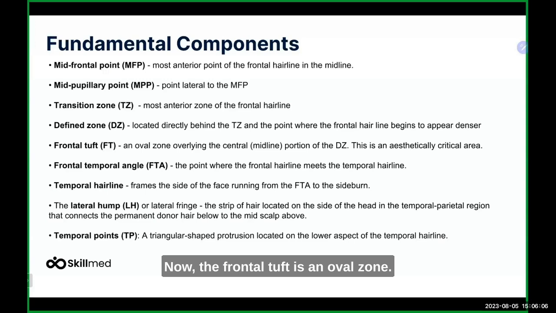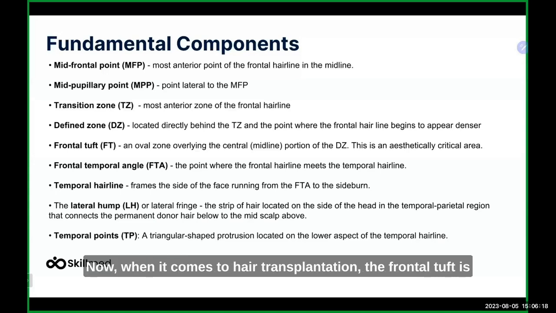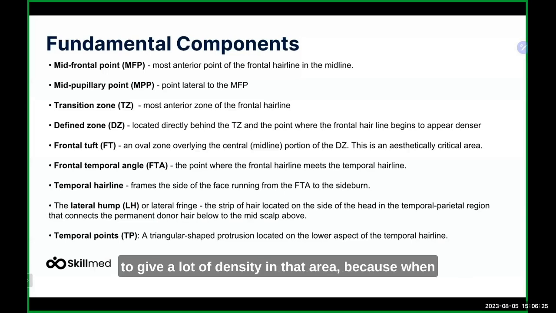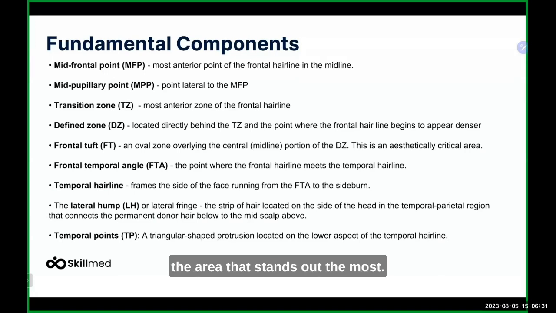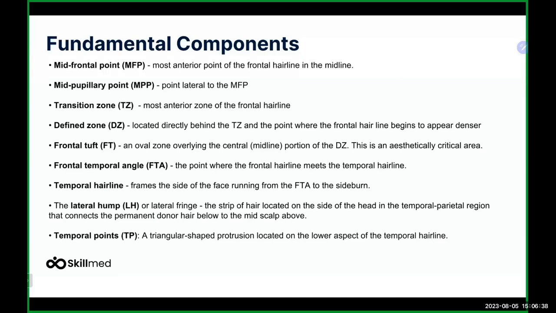Now, the frontal tuft is an oval zone. This lies within the midline of the defined zone. Aesthetically, it's a critical area, and a lot of people will actually retain this area when they're losing hair. When it comes to hair transplantation, the frontal tuft is a zone that a lot of surgeons and doctors will aim to give a lot of density in. Because when you are looking at one's face from a distance, it is the area that stands out the most. And from an aesthetic point of view, it's important to have good density within that area.